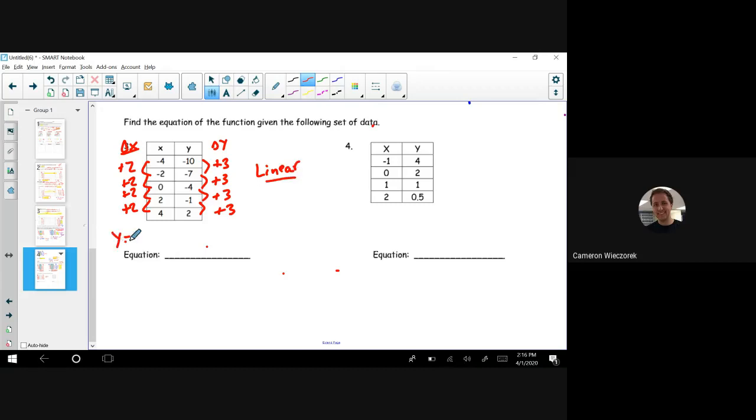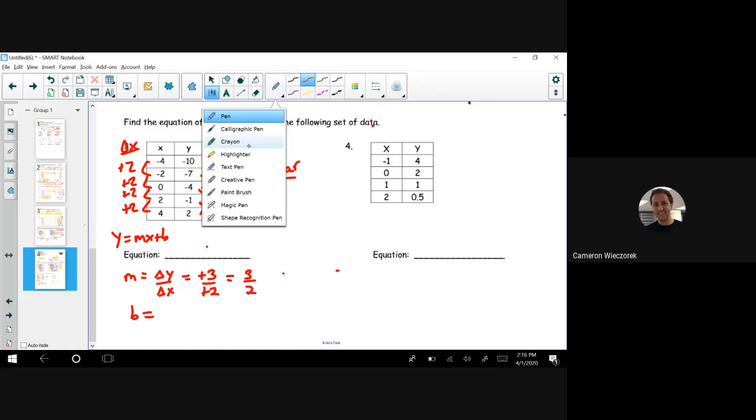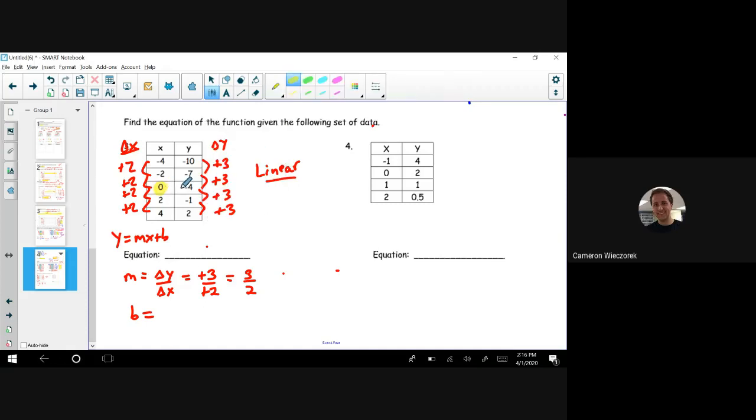Before I get the equation, I need m, and I need b. My slope, change in y over change in x, would be positive 3 over positive 2, which just simplifies to 3/2. And my b value is already in the table. There's my x value of 0, corresponds to a y value of negative 4. So b in this case is negative 4. So I get y equals 3/2 x minus 4 for my equation for that one.